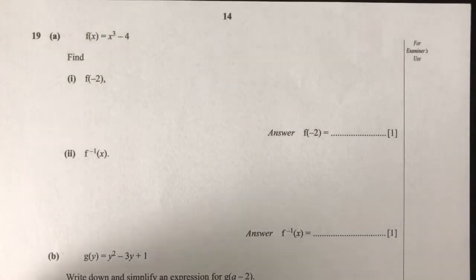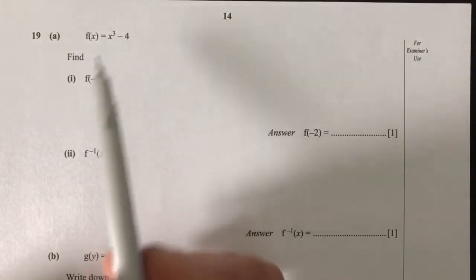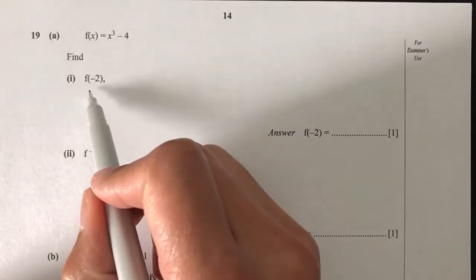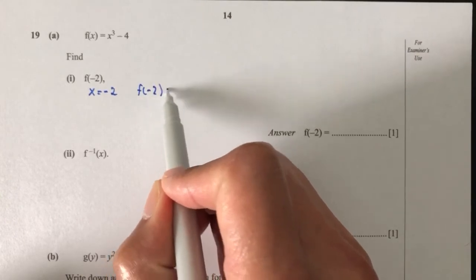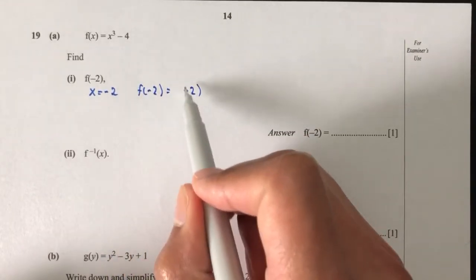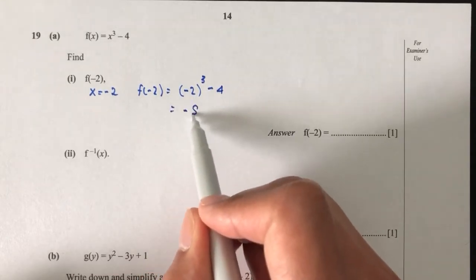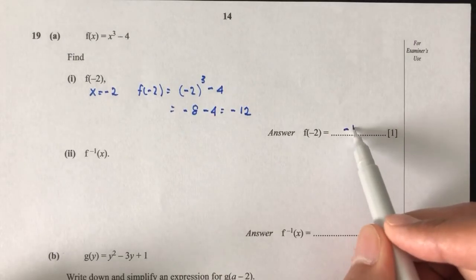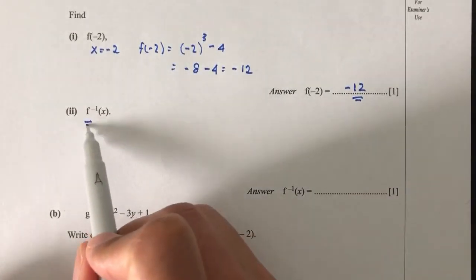Question number 19, part A. We have a function f of x equal to x cubed minus 4. Find f of minus 2. Replace the value of x by minus 2. So f of minus 2 will be minus 2 power 3 minus 4. That will be minus 8 minus 4, which is minus 12. So part A will be minus 12. How about this one? Find the f inverse.